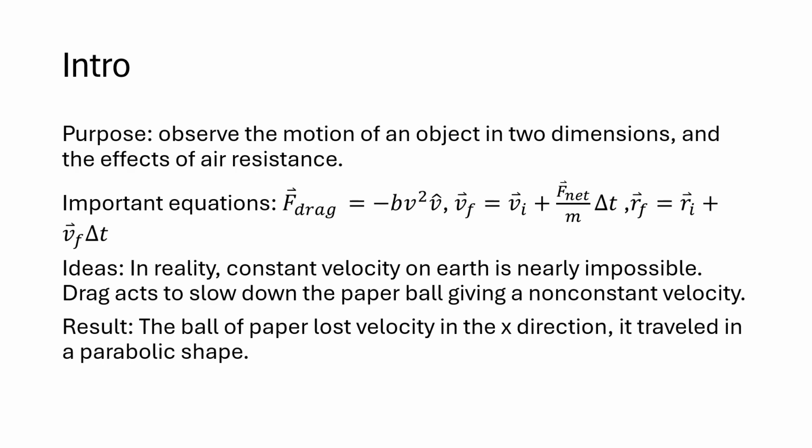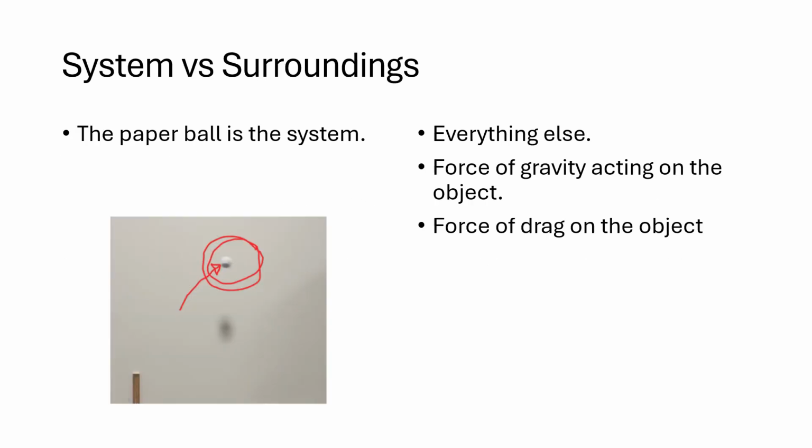So the idea: constant velocity on Earth is nearly impossible because of drag and friction. Our result was that the ball of paper lost velocity in the x direction, and it traveled in a parabolic shape. The paper ball was the system, and the surroundings is everything else, where our force of gravity and drag comes from.